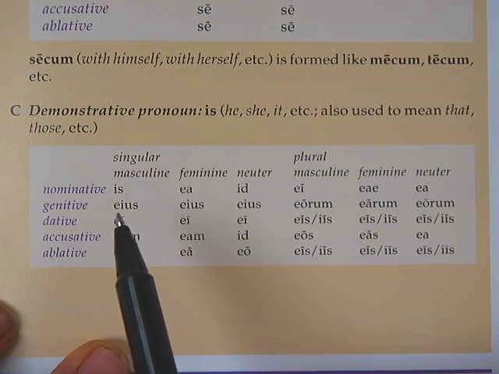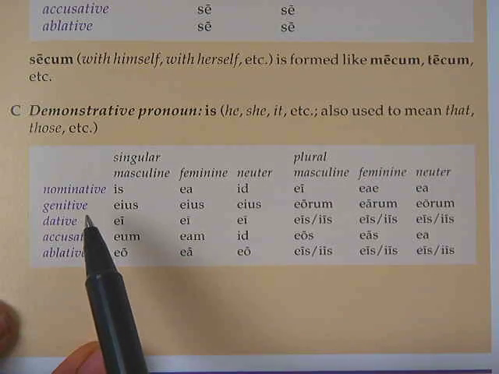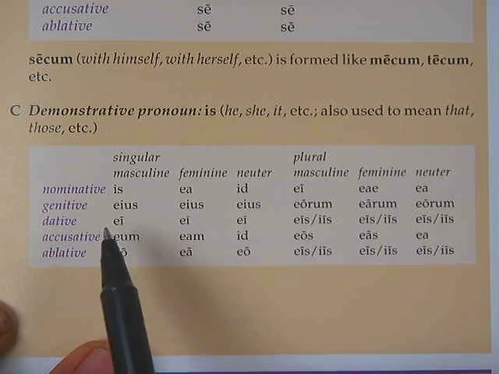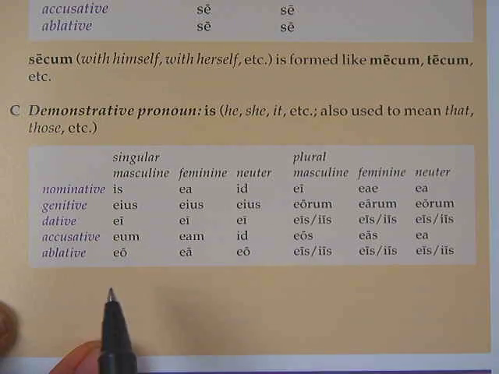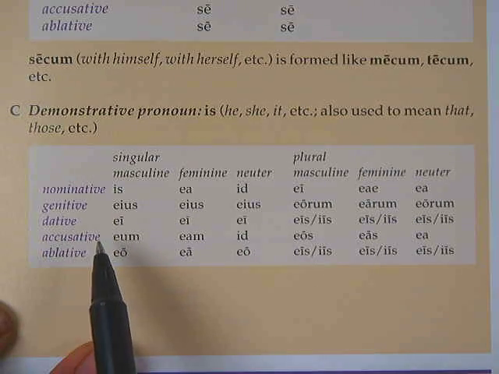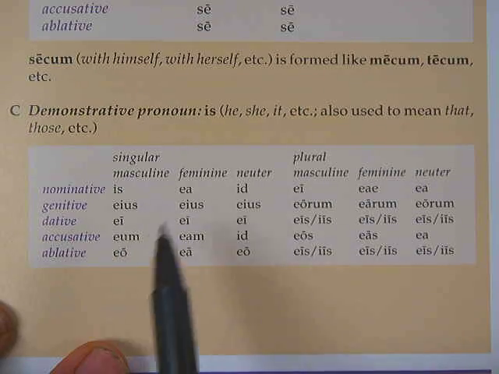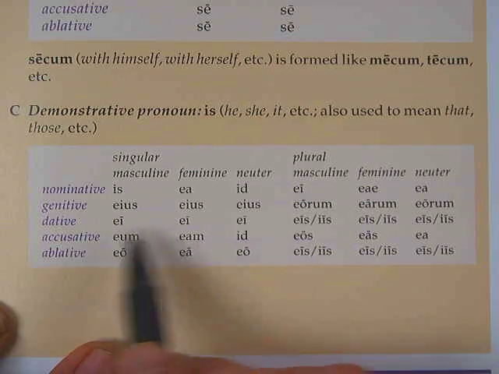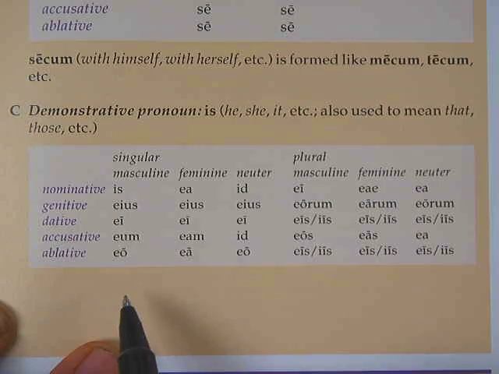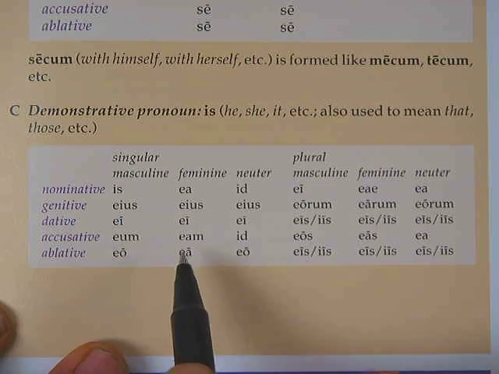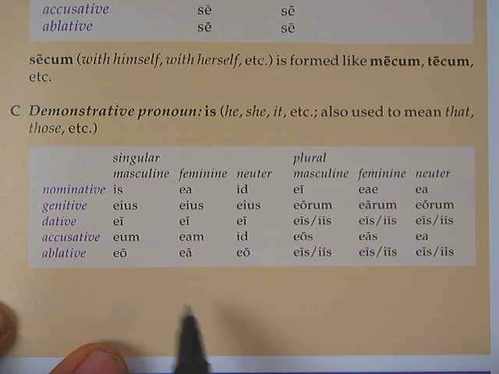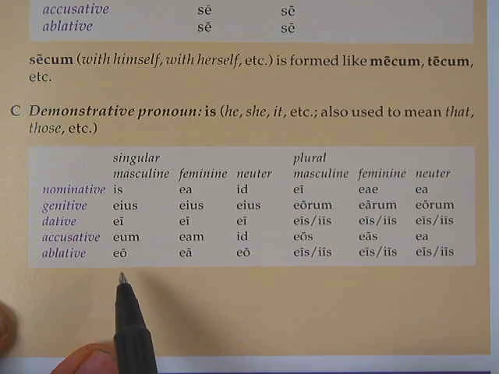Now you don't always use these when you have a verb. You don't say necessarily is ambulat, because a lot of times you just say ambulat, he walks. You don't have to say the pronoun. But you can if you want to, especially if you want to emphasize it. Is, ea, and id are the nominatives. Notice the genitive is always eius, which just means his, hers, or its. The dative, hopefully you'll remember this, is ei, like nomen ei, the name to him, or his name is. That can also kind of mean his, hers, and its, if it's showing possession. So ei. And then eum, eam, and id, those are the accusative forms.